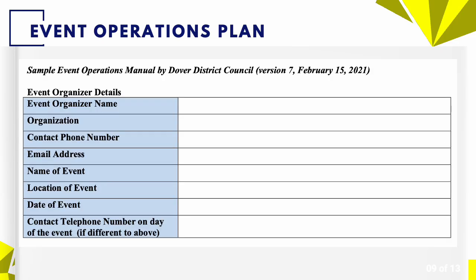Okay, this is the Sample Event Operations Manual by Dover District Council, version 7, February 15, 2021. We have event organizer details: the event organizer name, organization, contact phone number, email address, name of event, location of event, date of event, contact telephone number on the day of the event if different to the above.